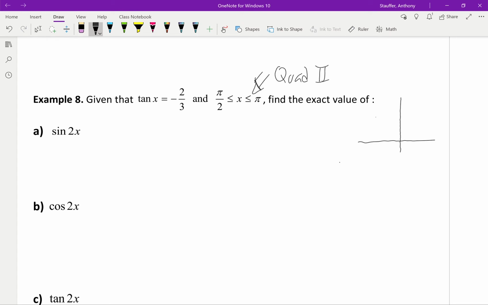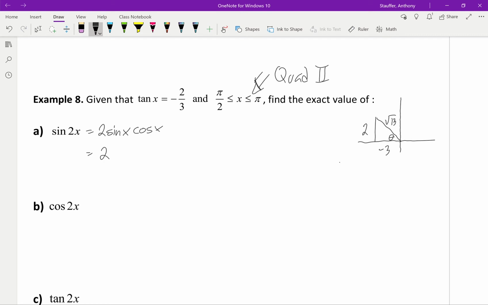So, drawing my triangle in quadrant 2, since we're working with the tan, tan is opposite over adjacent, so that would be 2, that would be negative 3. And then using my Pythagoras theorem, we'd get that the r is equal to root of 13. So from here, I'm just going to end up using this triangle right there to tell me what each of these is when we get there. So my sine 2x is going to equal 2 sine x cos x.